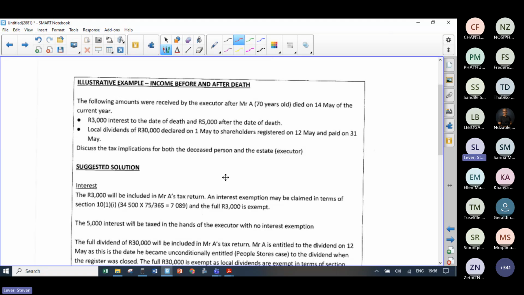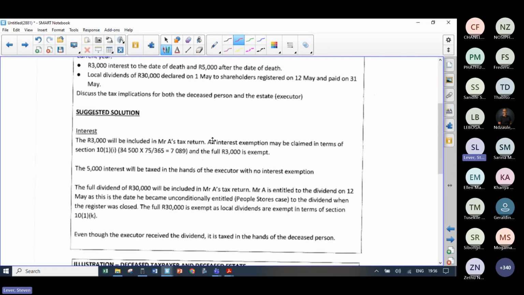So guys, because it's 12 May and the guy died on 14 May, you will include it in the dead guy's tax return. The dividend will be included in the dead guy's tax return. Why? Because he was entitled to it before he died. It doesn't matter that it was paid after he died. We do gross income on the earlier of receipt or accrual. He was entitled on 12 May, therefore it goes into his return. So that's how you'll deal with income before the date of death.